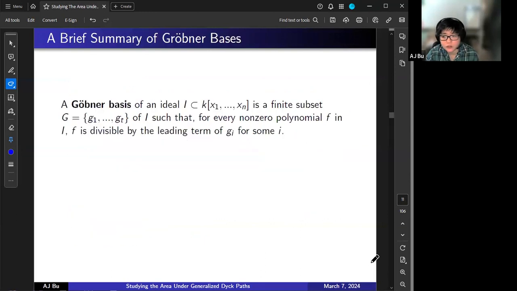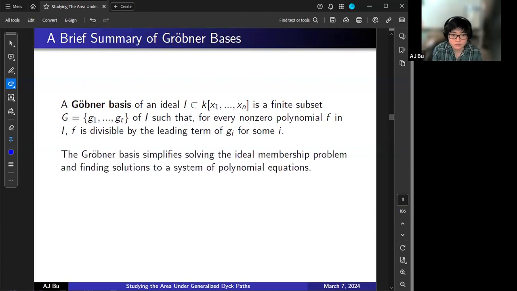Yeah. So for those of you who haven't seen Gröbner bases before, I'm just going to quickly go over the definition and not really go into that many details about it. A Gröbner basis of an ideal in a polynomial ring over a field is a finite subset of that ideal, such that every non-zero polynomial in the ideal is going to be divisible by the leading term of one of the elements in the Gröbner basis.